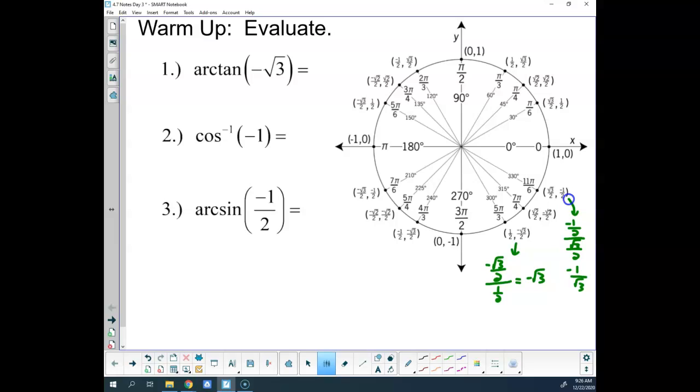That's what I want. So I want to say 5π/3, but because I'm on the right side of the circle, and the right side goes from π/2 to -π/2, I would have to say that it would be -π/3.